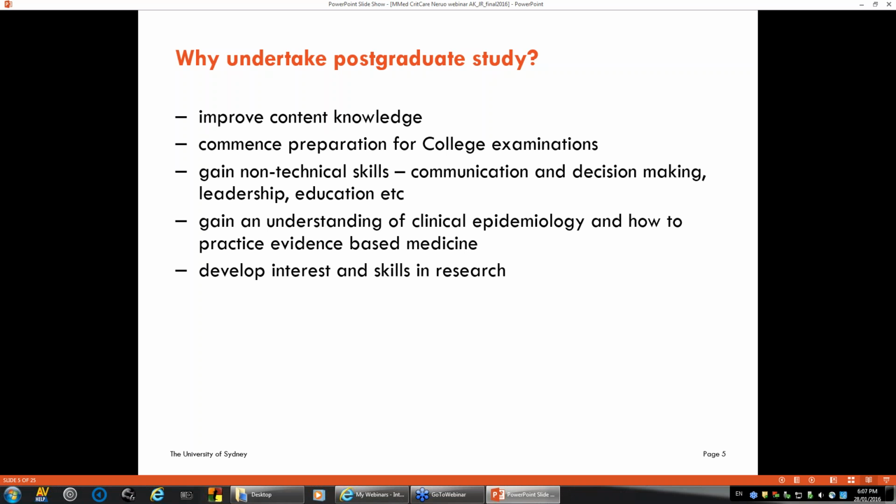Also, we're very keen to help you understand clinical epidemiology and the practice of evidence-based medicine, and of course to spark your interest and develop your skills in research so that people who finish these degrees have a lifelong interest in clinical research.